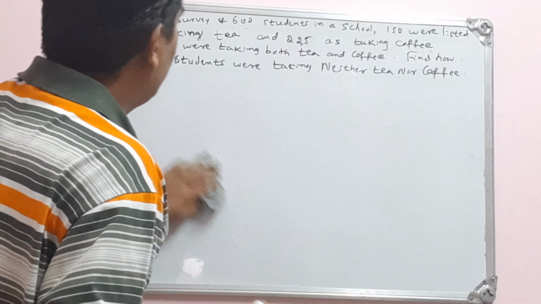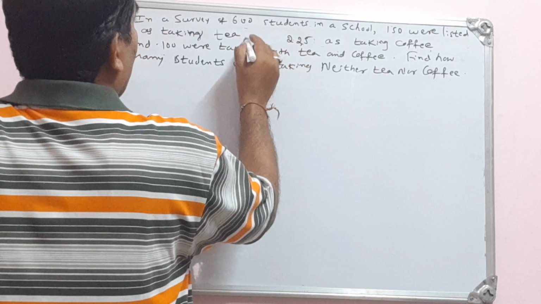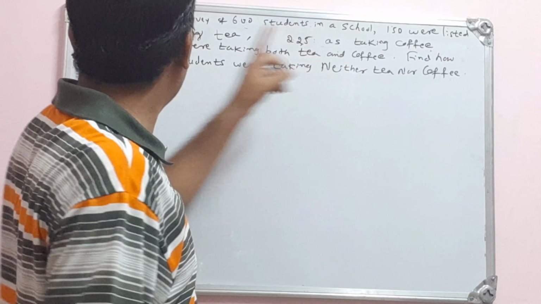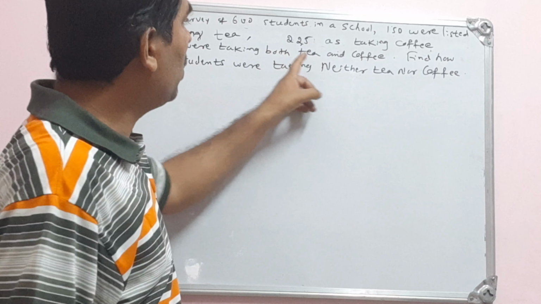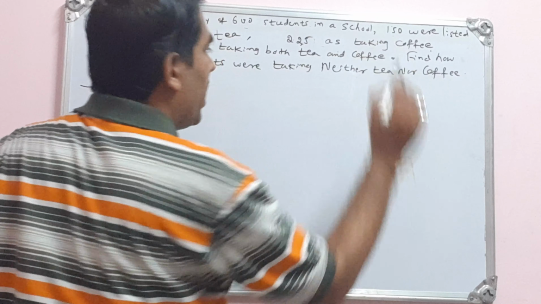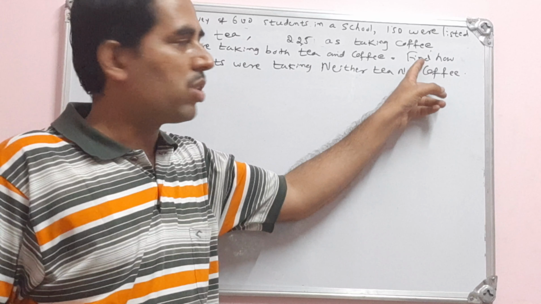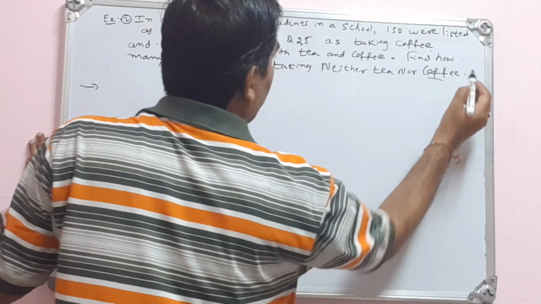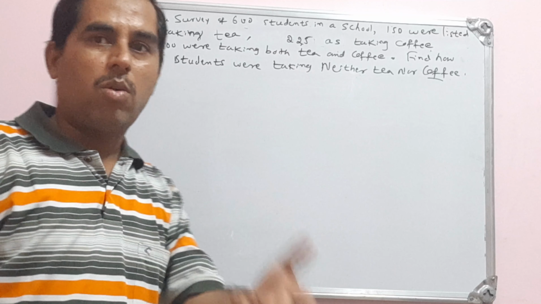So a similar kind of example; we have just worked out one example here. In a survey of 600 students in a school, 150 were listed as taking tea, 225 as taking coffee, and 100 were taking both tea and coffee. The question is: find how many students were taking neither tea nor coffee.